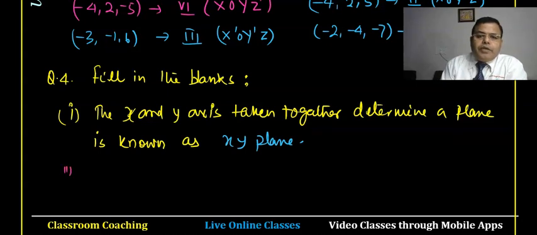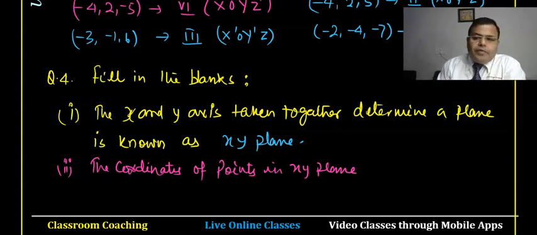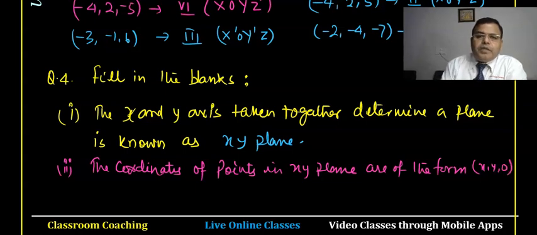Now the second point: the coordinates of points in the XY plane are of the form x comma y comma 0, since the z coordinate is 0. So it is x comma y comma 0 for the XY plane.